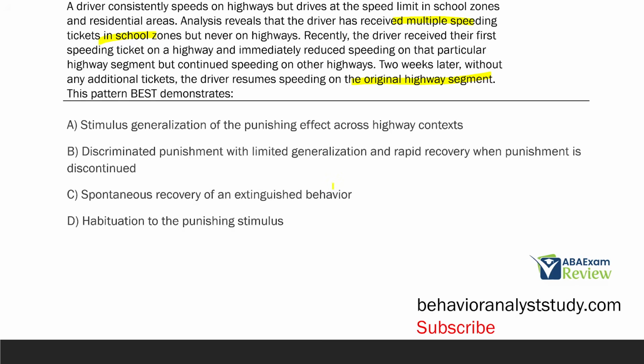D, habituation to the punishing stimulus. Habituation requires repeated presentation of the stimulus. In this case, the driver only got one speeding ticket, so they couldn't have habituated, or it's very unlikely that they habituated to the speeding ticket. It's much more likely that rapid recovery occurred when punishment was discontinued.